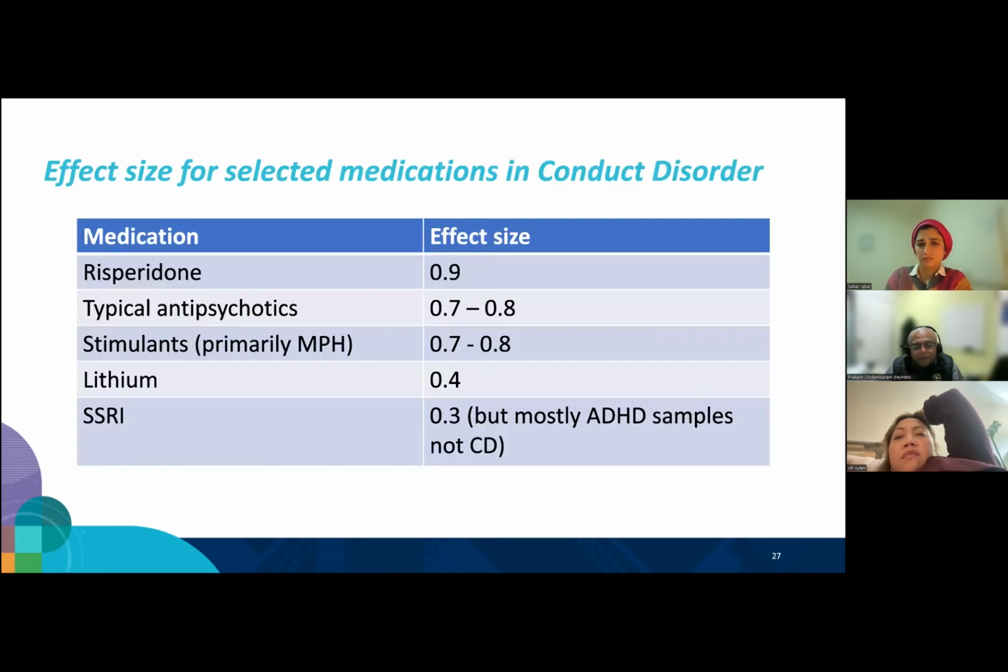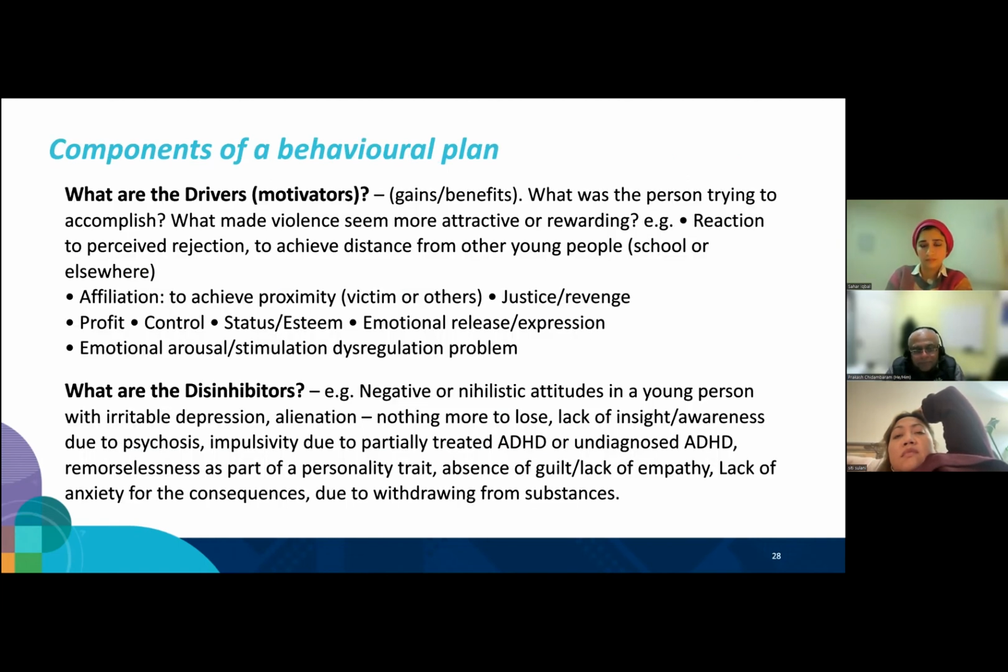So if you look at the effect sizes, the best effect sizes are with risperidone, but typical antipsychotics are also quite useful, like haloperidol. Interestingly, haloperidol is less likely to cause weight gain. It's more likely to cause the extrapyramidal symptoms and tardive dyskinesia, but it's less likely to cause weight gain.